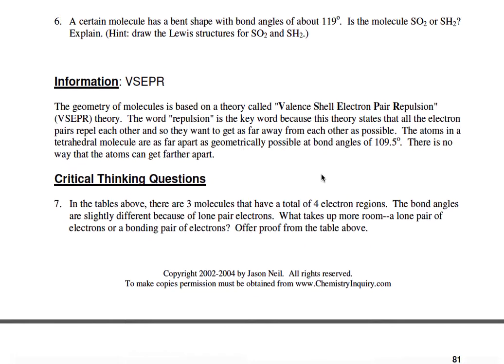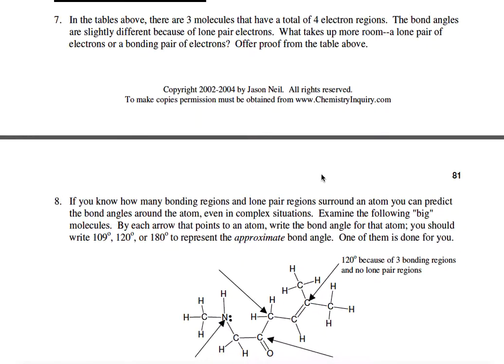Number 7 says 3 molecules have a total of 4 electron regions, bond angle slightly different, lone pairs, and that would tell us that the lone pairs do take up more space, because as we add lone pairs, it kind of pushes those angles together. So for instance, with 4 regions and 4 of them bonding, we have 109.5. With 4 regions but only 3 of them bonding and 1 lone pair, it pushes those angles closer together, being 106.5 instead. So it takes up more space. That's the proof that they're talking about there, looking at the lone pairs and bonding pairs that exist.